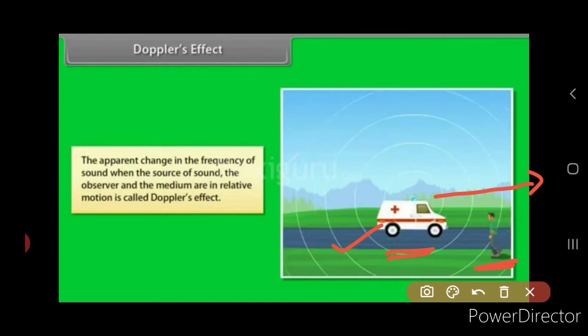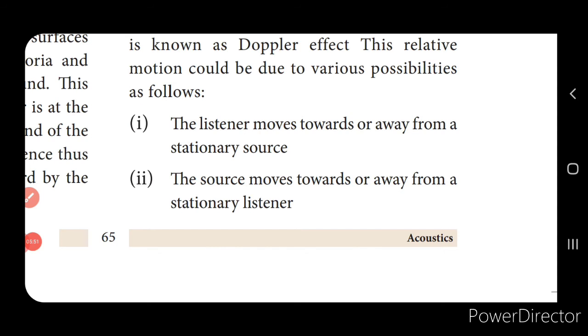So this apparent change in the frequency with respect to the source is called the Doppler effect. So here you can see the definition: the apparent change in the frequency of the sound when the source of the sound, the observer and the medium are in relative motion. So any one can be in motion, or both the source and the listener can be in motion. If the source and the listener are in relative motion, there is a change in the frequency that is heard by the listener or the observer, and this apparent change in the frequency is called the Doppler effect. Now we said that the listener and the observer are in relative motion, isn't it?